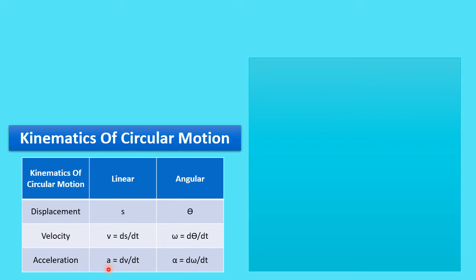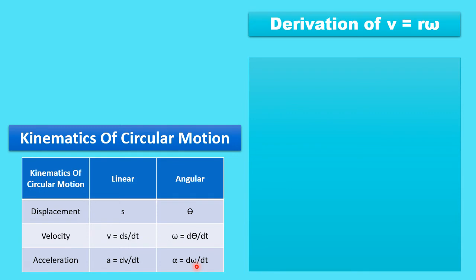Acceleration, in linear, is represented by symbol a, which is change in velocity upon time, and alpha is the symbol used to represent angular acceleration, which is change in angular velocity upon time, that is d omega by dt. Now we will find out the relationship between linear velocity and angular velocity, which is also known as the derivation of v is equal to r omega, where v is linear velocity, omega is the angular velocity, and r is the radius.